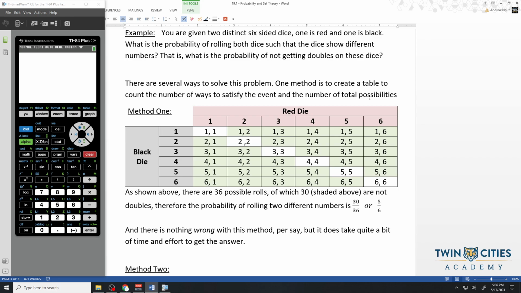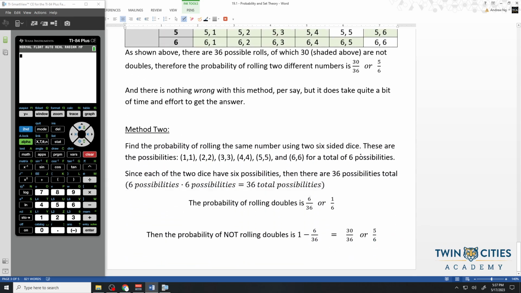The other way to do this is to do the complement. I noticed that there are 30 possibilities, meaning that there are 6 possibilities that are not what I want. I don't want a double. So then, just counting those 6, I can get a 1 and a 1, a 2 and a 2, a 3 and a 3, a 4 and a 4, a 5 and a 5, and a 6 and a 6. There are 6 possibilities where I get a double, which is what I don't want.